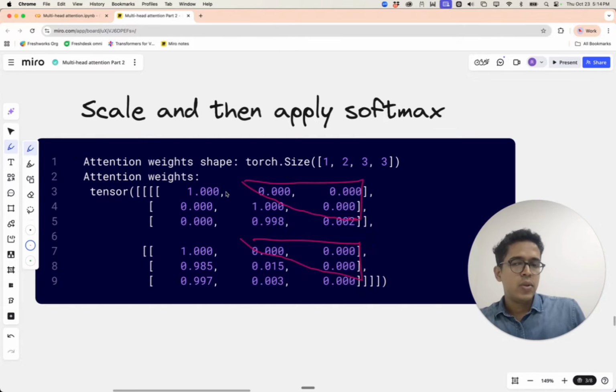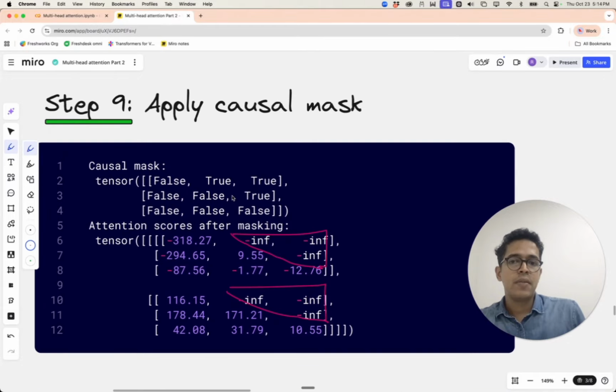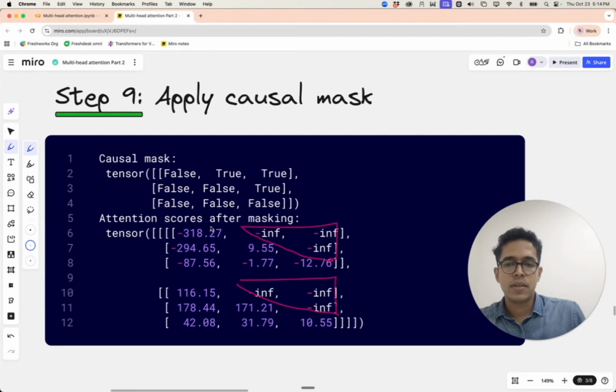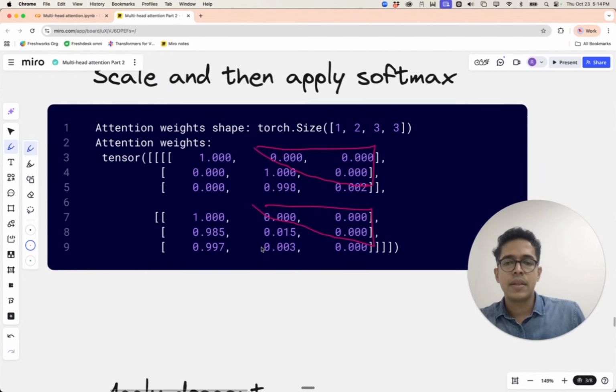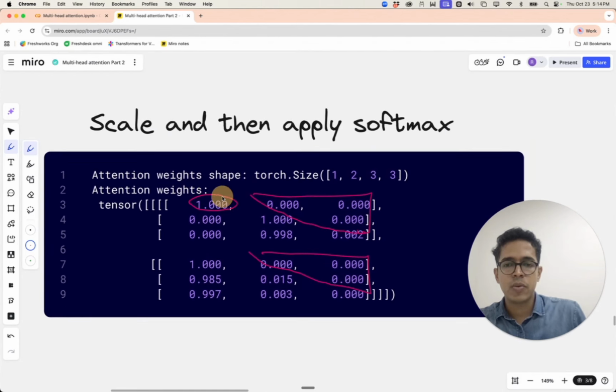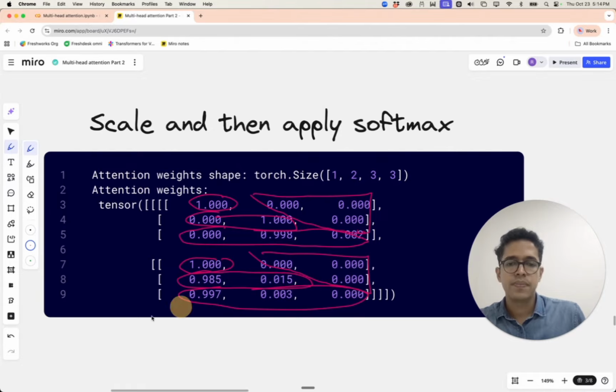And each individual row should sum up to 1. But attention scores never sum up to 1. See, this row does not sum up to 1, this row does not sum up to 1. However, attention weights sum up to 1. So this row sums up to 1, this row sums up to 1. The reason why this became 1 and this became 0 is because this value would have been so small compared to this value before taking softmax. And here it is also summing up to 1. Similarly, the sum of this row is also 1, and the sum of this row is also 1.